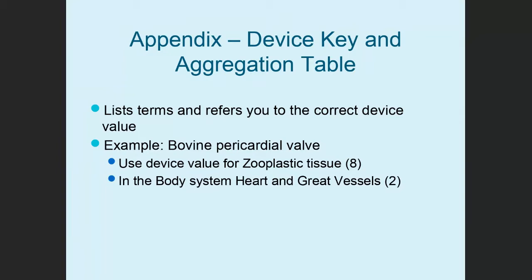More examples. If you look up bovine pericardial valve, it says use device value for zooplastic tissue in the body system, heart, and great vessels. So it gives you a lot of information. A lot of times the physician will use a device value, and you go, I don't know what that is. You can look it up in this table.